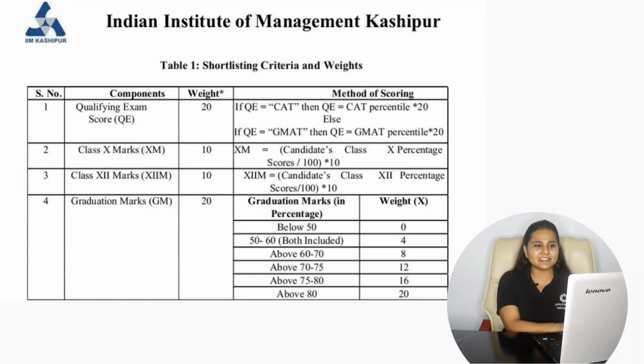If we consider the 20% weightage given to your graduation marks, if you have above 80 in your graduation, there are 20 marks. If it is between 75 to 80, there are 16 marks. If it ranges between 70 to 75, there are 12 marks. If it ranges between 60 to 70, there are 8. And if it ranges between 50 to 60, there are 4 marks. This way your marks are calculated for your graduation.